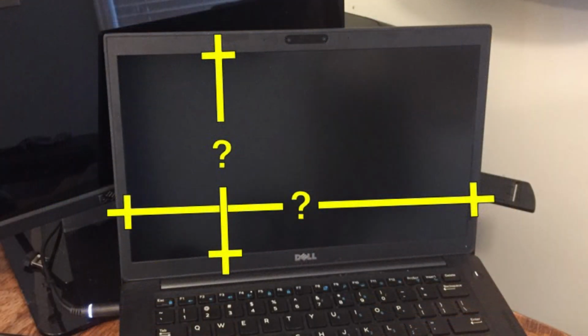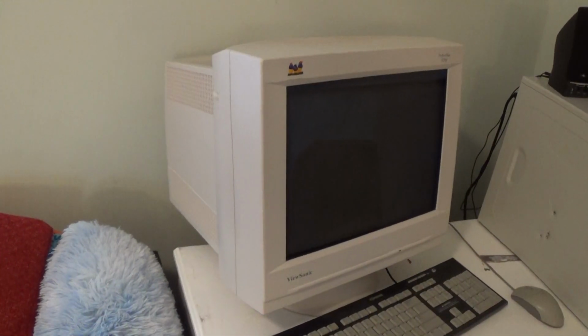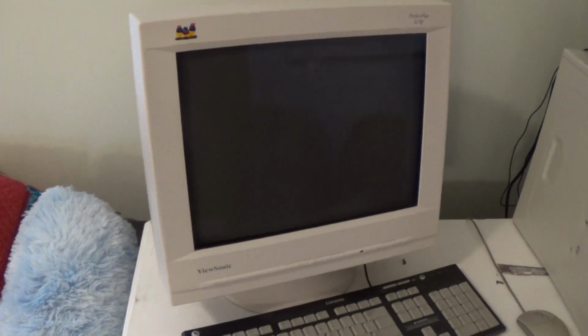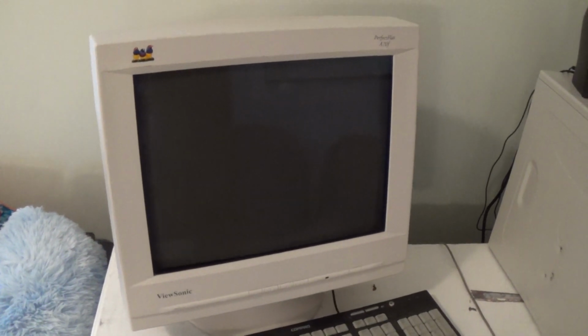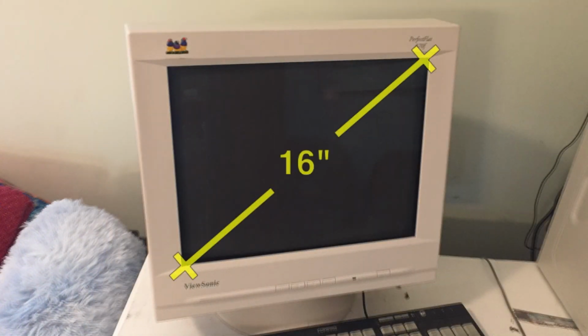Although you can also take the horizontal measurement or the vertical measurement of the monitor, those really don't have any meaning. The actual computer monitor size is the diagonal measurement. And this is true whether you have the new high definition monitors or the old CRT monitors as we have here. It's still just a diagonal measurement from corner to corner.